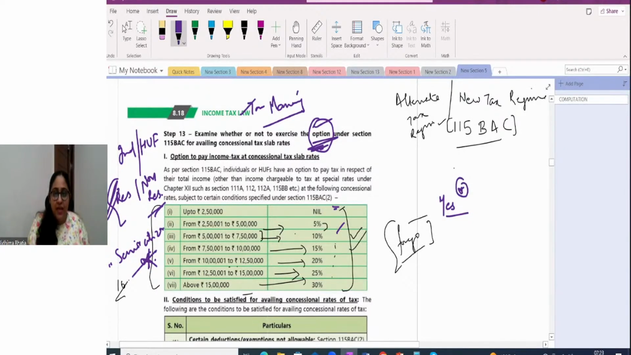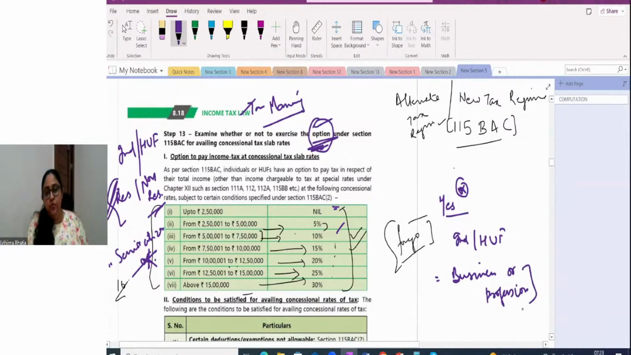But when I said this, I have applied this asterisk here, star here, that anyone can come out of the scheme, but for persons or individuals or HUF having income from business or profession, having income from business or profession, if they have opted for this scheme, they cannot opt out and come again.